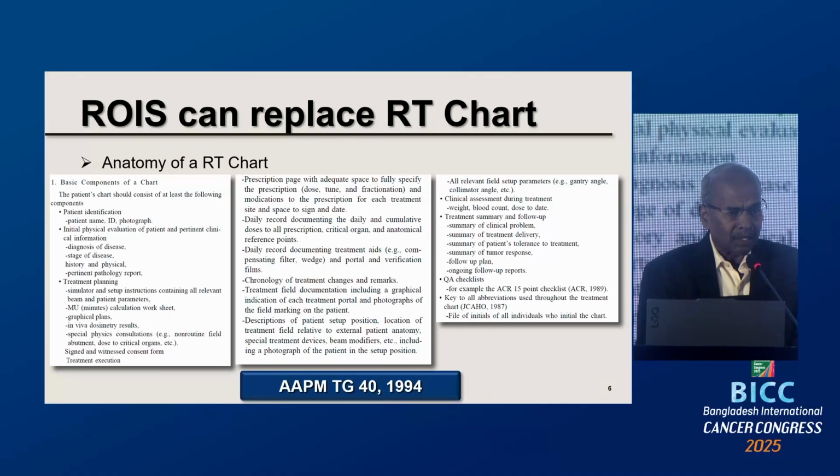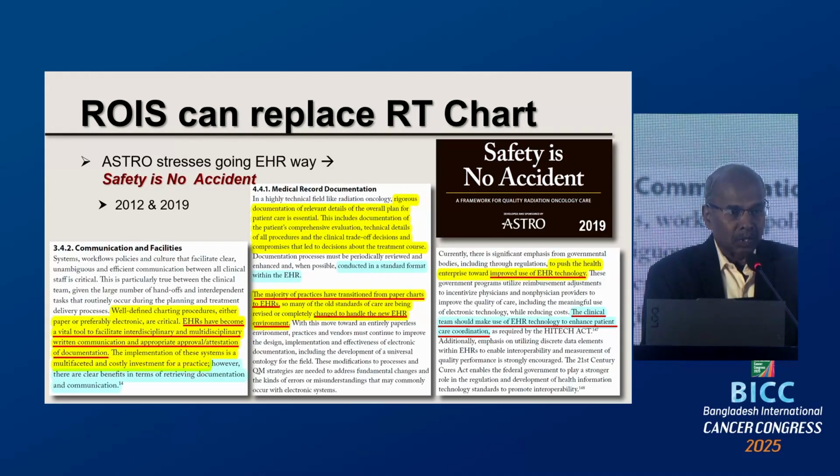The anatomy of the RT chart, first coming to the point of how we can eliminate the RT chart. What is the anatomy of the RT chart is explained in the AAPM TG40 report. What should be the contents in the RT chart? And as recently as 2019, ASTRO came out with the second edition of Safety Is No Accident. And here, what they say is that the clinical team should make use of EHR technology to enhance patient care coordination. So, a lot of emphasis is given on how to go the EHR way, electronic health record.